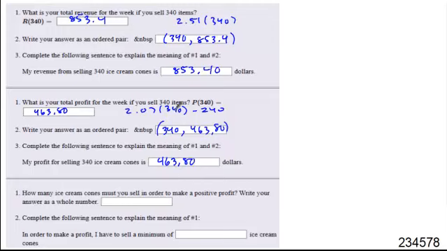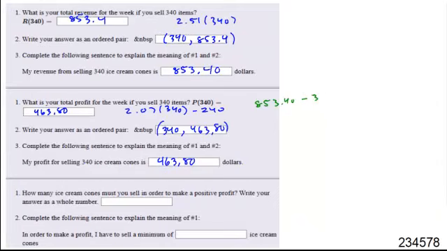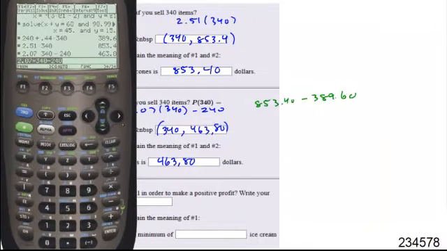Okay, you could have also taken our total revenue, 853.40, and subtracted our total cost, which was 389.60. And if I took that calculated value here, it should confirm the same profit. So 853.4 minus 389.6 gives me the same thing, 463.8. So you could do it either way.